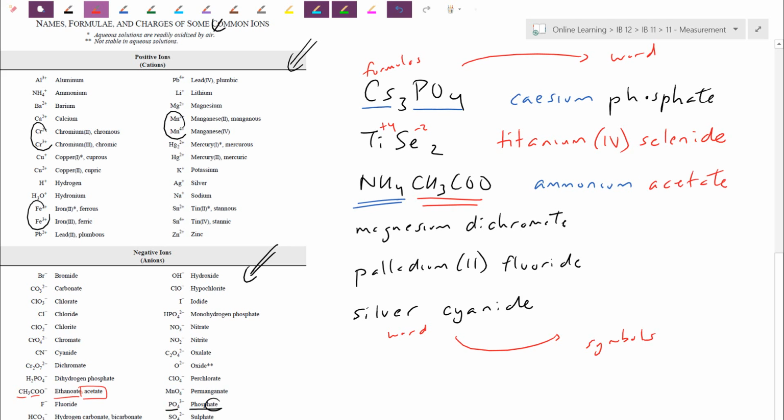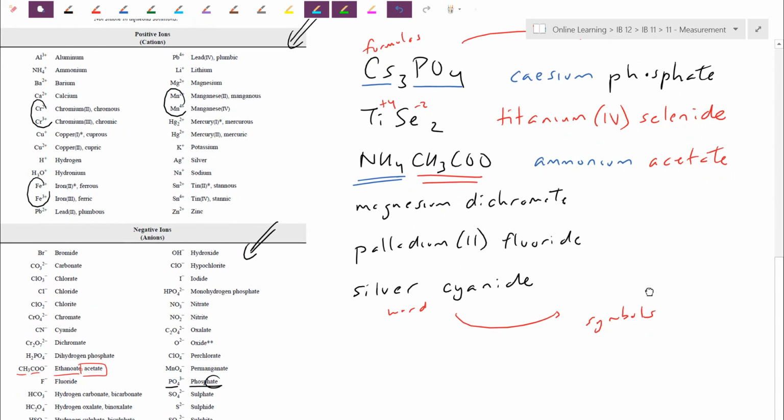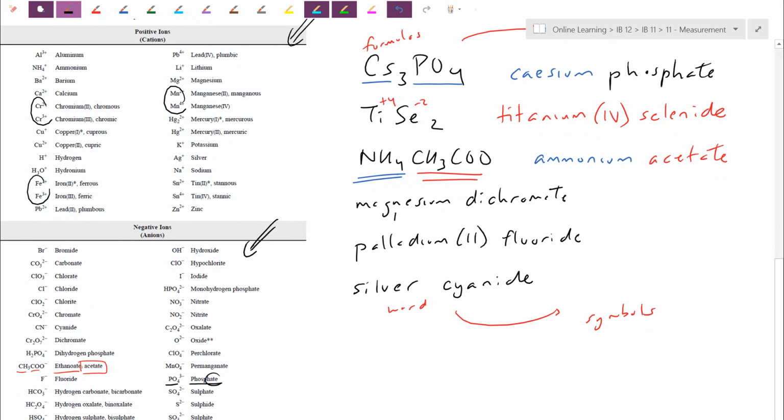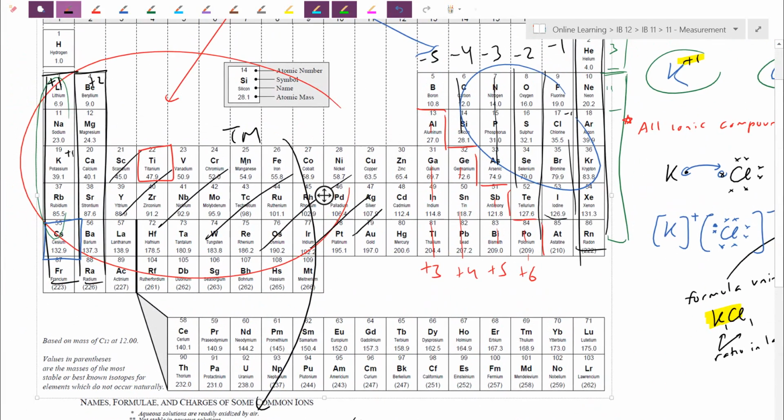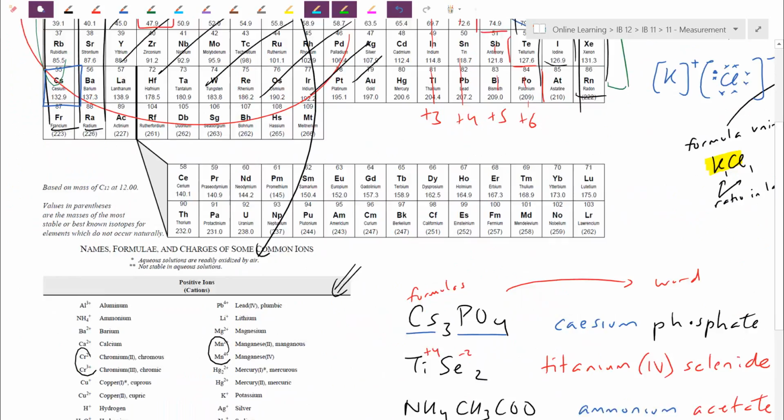Both names are fine. Now going the other way here, it's a little bit harder because not only am I finding the symbols, I do need to work out the charges myself. Magnesium here is an alkali metal. Careful, magnesium is different from manganese. Manganese is a transition metal.